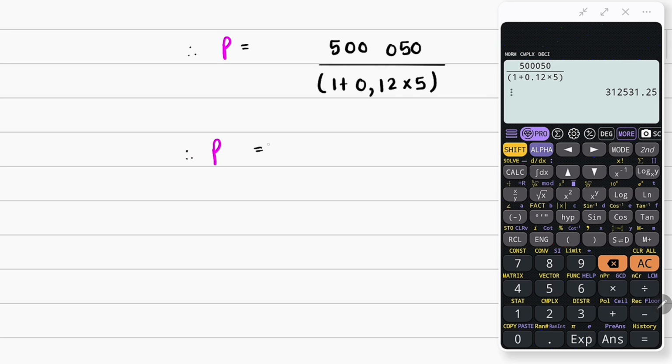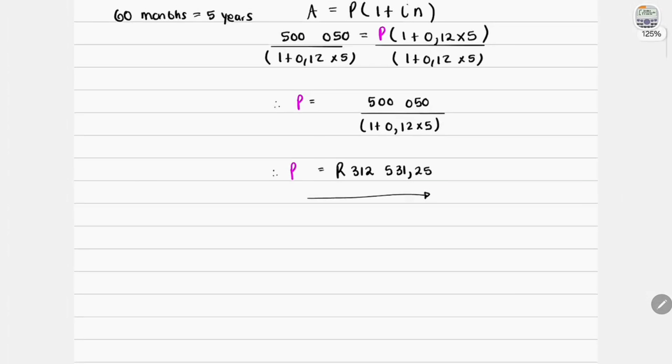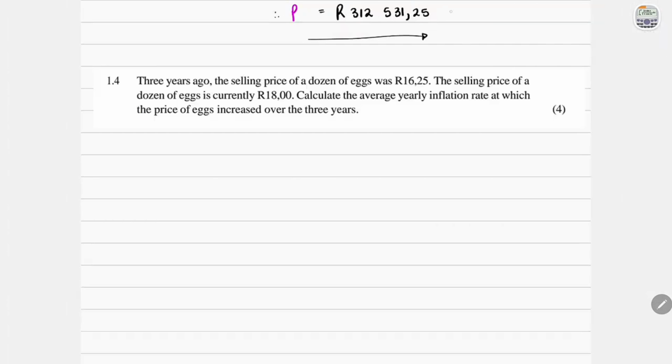And that principal amount, the current value of that flat, is 312,531 Rand 25 cents. And that is our answer. Moving on to the next question.